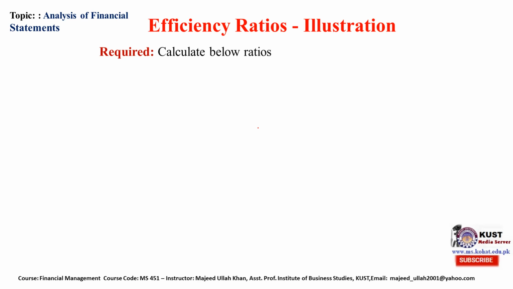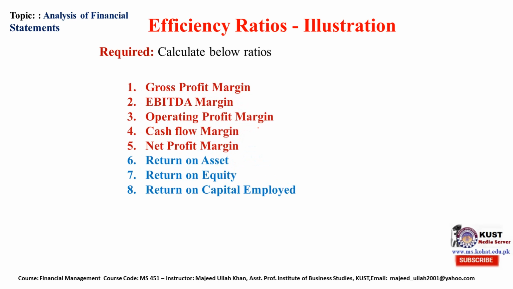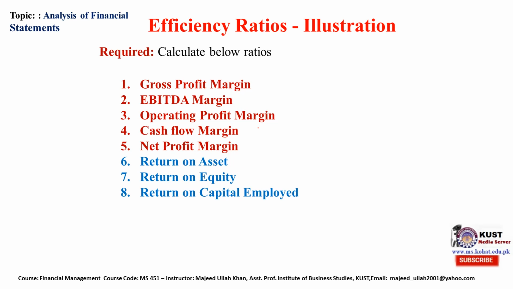Now, while keeping in mind the balance sheet and income statement of the KCCL, you are required to calculate the below ratios: gross profit margin, earning before interest, taxes, depreciation and amortization margin, operating profit margin, cash flow margin, net profit margin, return on asset, return on equity, return on capital employed. But we are unable to calculate the cash flow ratio because we don't have a cash flow statement.